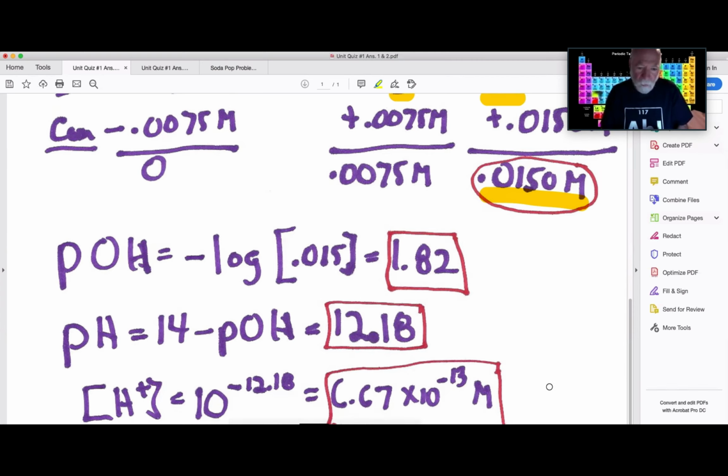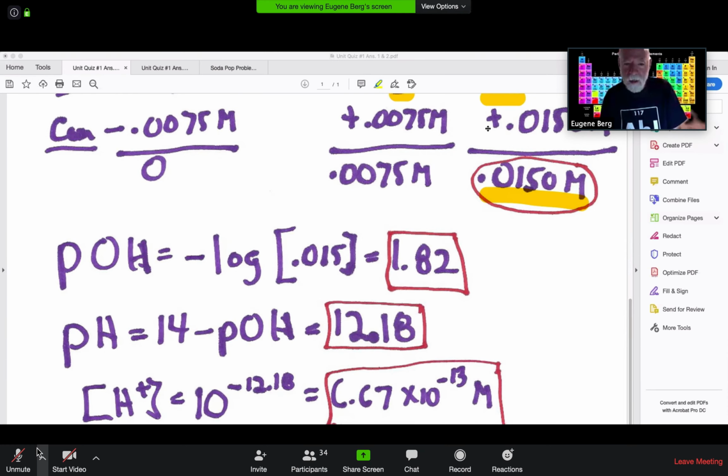Okay. Now once you have pOH, it's easy to get pH. Just subtract it from 14. So I'll do that. So let's see. My calculator spits out 12.176, so round it off to 12.18. So to go from pH to hydrogen concentration, it would be just 10 to the minus that. So 10 to the minus 12.18 should give you a hydrogen concentration of 6.67.